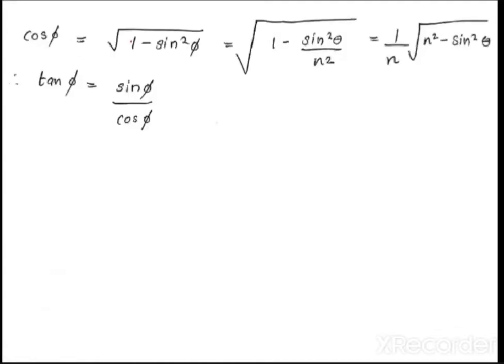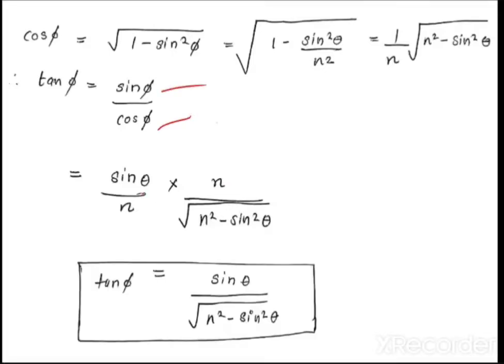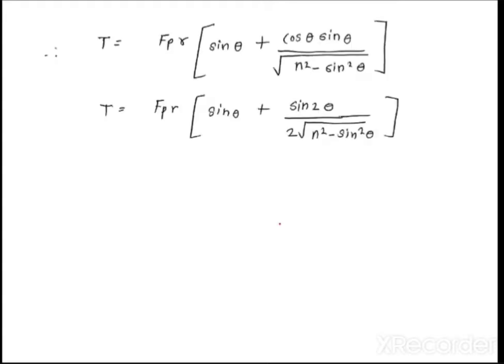What is cos phi? Cos phi is nothing but square root of 1 minus sin square phi, which is equal to square root of 1 minus sin square theta upon n square. This is all mathematics, guys, this is all mathematics what we have studied. It is equal to root of n square minus sin square theta upon n, and tan phi is equal to sin phi upon cos phi. So finally, sin phi is equal to sin theta upon n, cos phi is equal to root of n square minus sin square theta upon n. So put cos phi, put sin phi, you are getting this tan phi. Okay. So what is tan phi? So finally, tan phi is sin theta upon root of n square minus sin square theta. You don't have to remember this derivation. You have to remember the final formula.